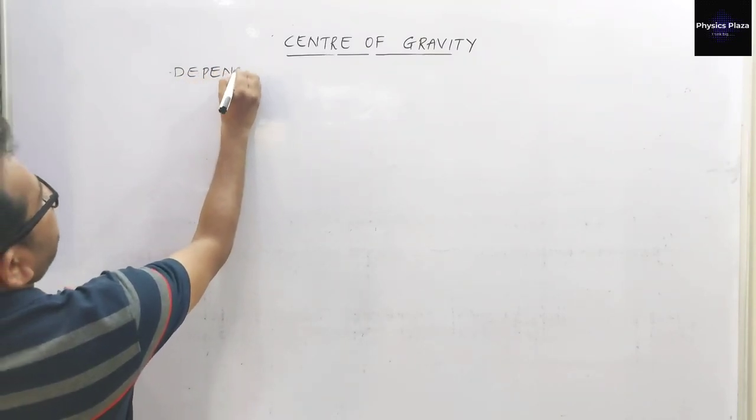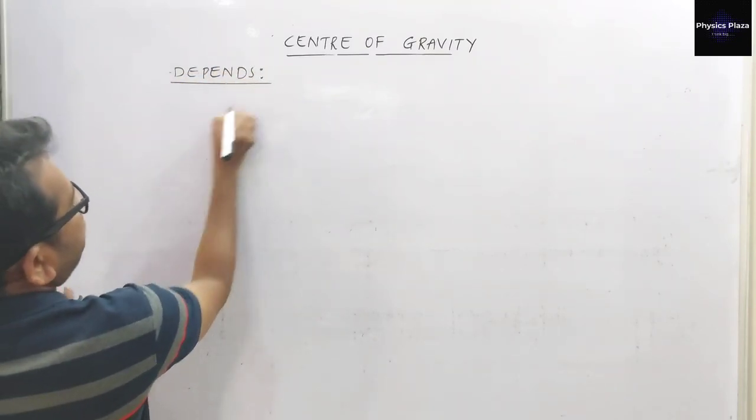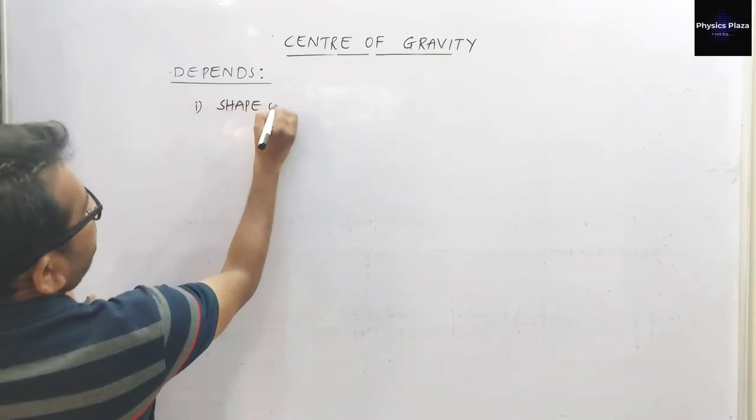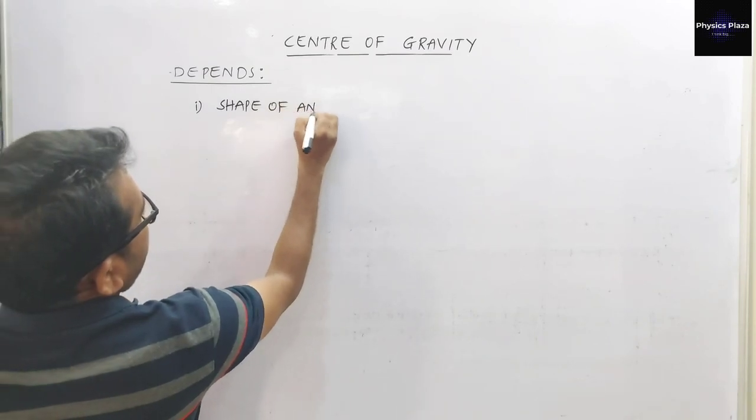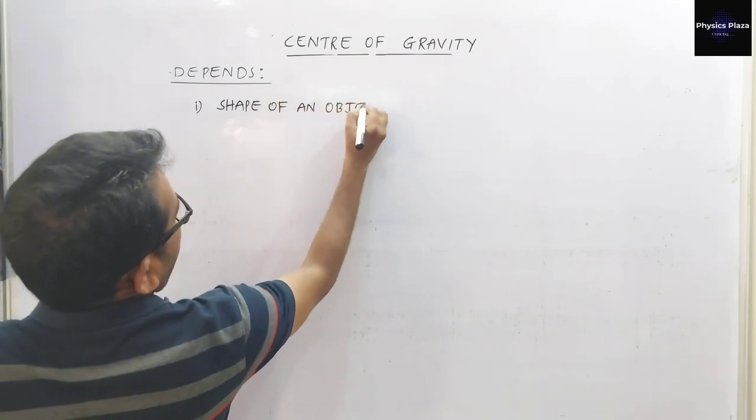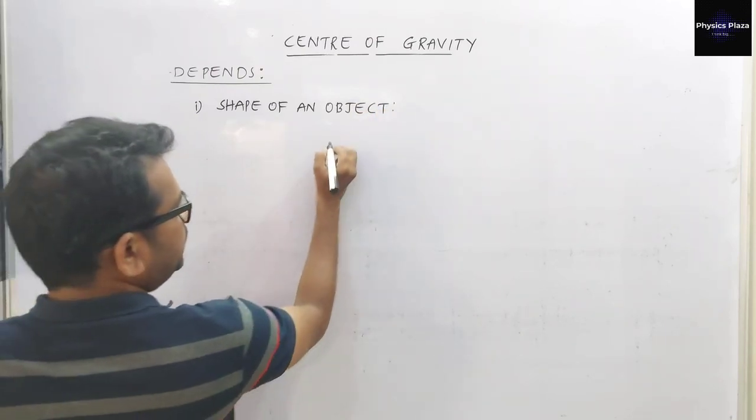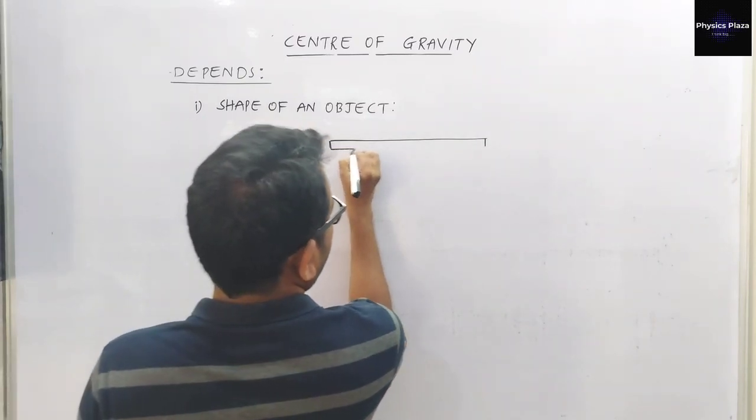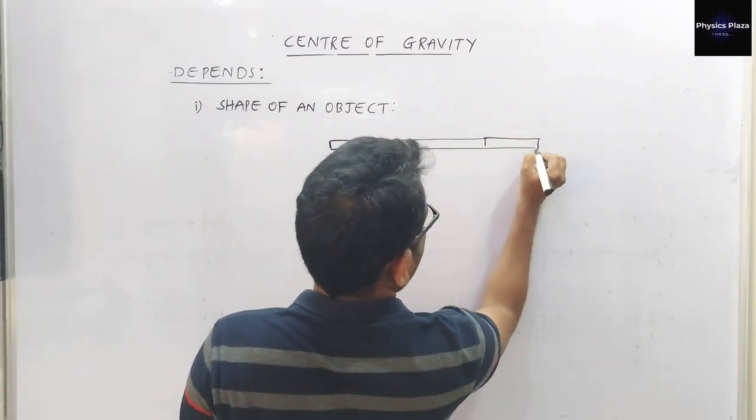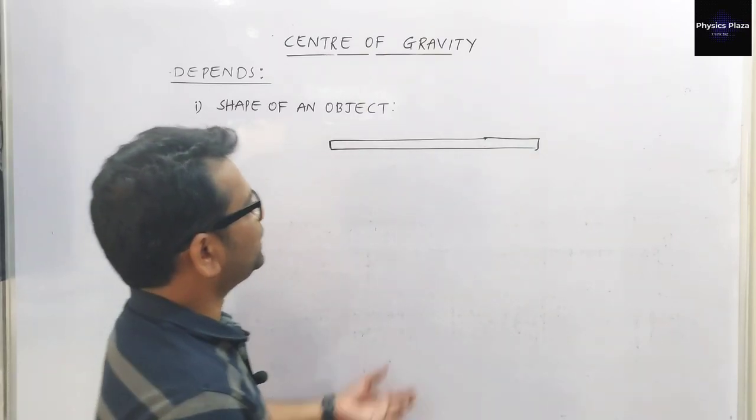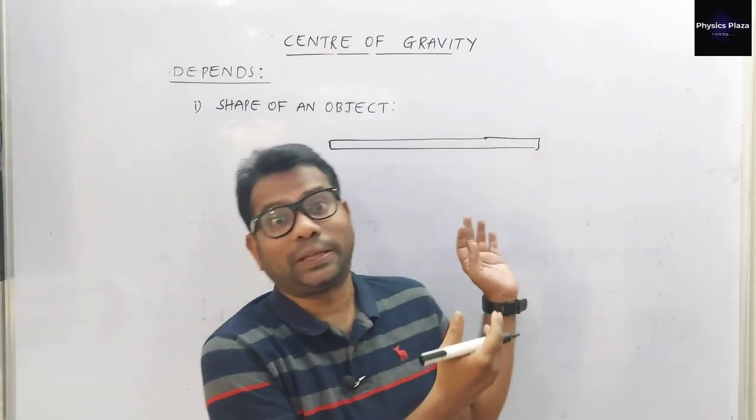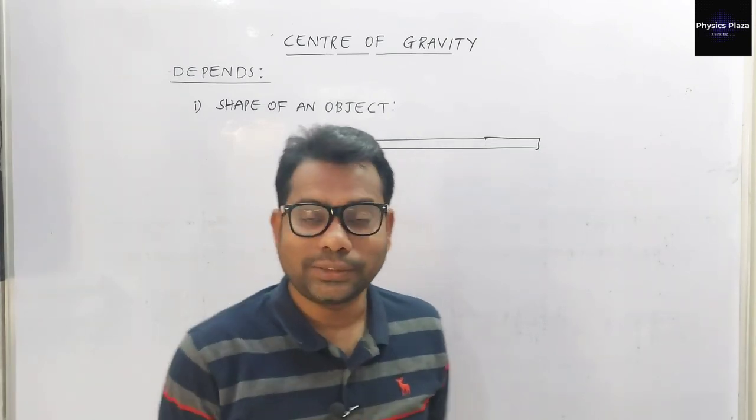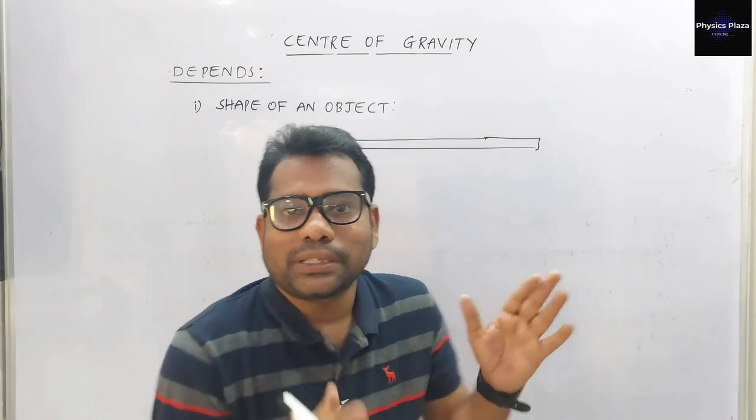Center of gravity depends, first of all, on the shape of an object, children. Shape of an object. How? Look here. First of all, children, let us take a thin wire. You may get one doubt: Sir, you are saying thin wire, but you are drawing a thick wire. Of course, I don't have an option, children, because if I make a thin wire, you may not see it. Let us assume it is a thin wire only.